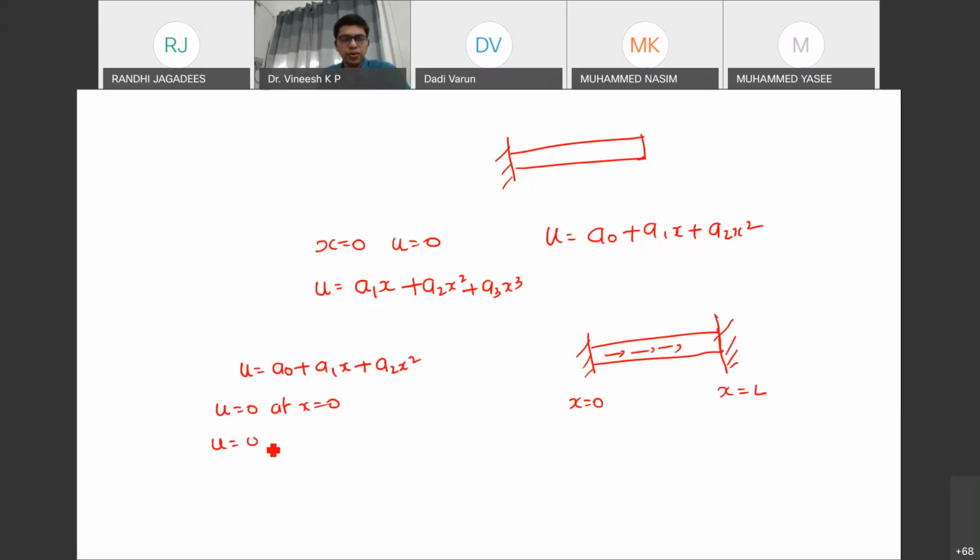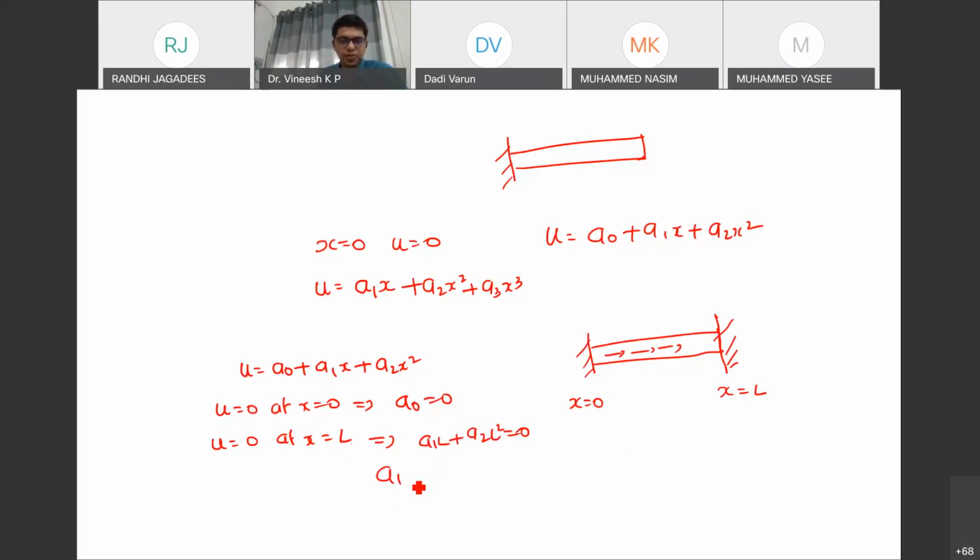Then u equals 0 at x equals L. So by using this boundary condition, I can find out the values. If I substitute this expression, I am going to get a0 equal to 0. If I substitute here, I am going to get a1L plus a2L square is equal to 0. So if you look at the problem like that, I can find out.